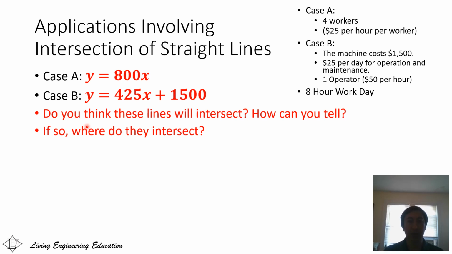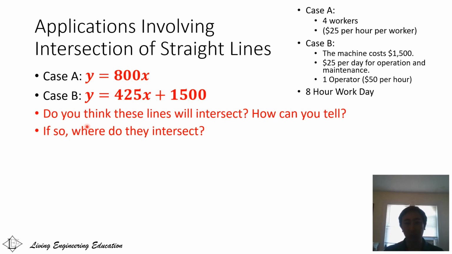Second question is, do they intersect in a physically meaningful place? What does that mean? If these lines intersect at a negative x value, that has no physical meaning to us for this problem, because a negative x value means before day 0. So that means nothing to us. How do we determine if these lines are going to intersect at a negative or positive value? I know they're not going to intersect at x equals 0 because the y-intercepts are different.